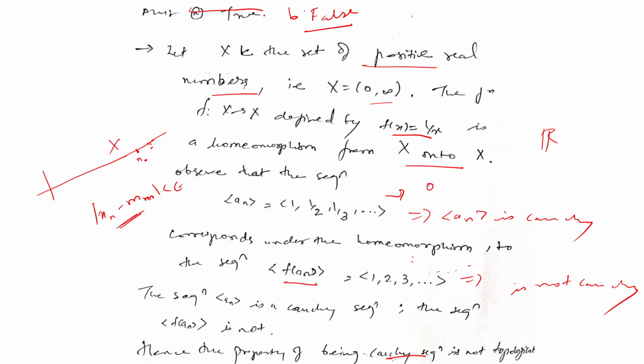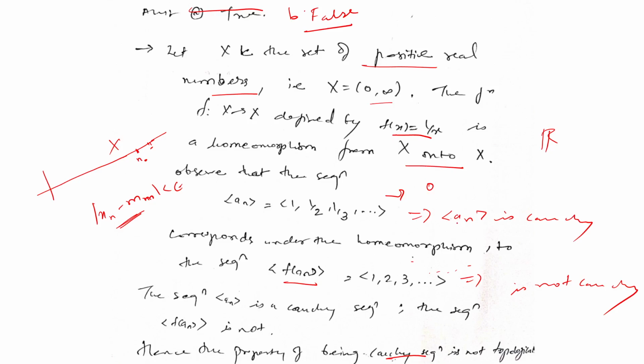Because if you are taking, let X be the set of positive real numbers, that is X = (0, infinity). So the function f from X to X defined by f(x) = 1/x. Okay, if you are taking a set of positive real numbers X and defining a function from X to X by f(x) = 1/x, then it is a homeomorphism from X onto X. How? You can simply check that it is a homeomorphism.